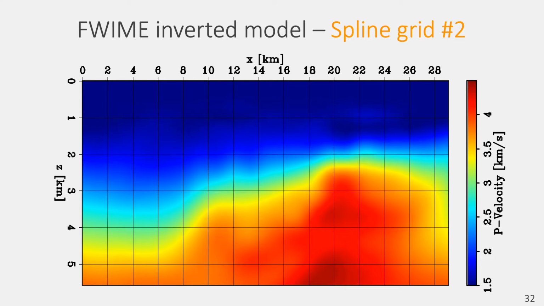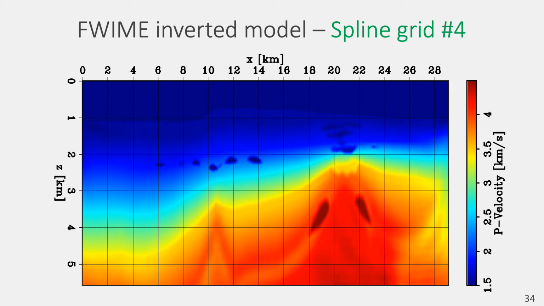This panel shows the inverted model after approximately 50 nonlinear iterations on the second spline grid, and the inversion seems to be going in the right direction. And though not shown here, we conducted conventional FWI using this inverted model as an initial guess, and we obtained an excellent solution, which is as accurate as our final FWIME model that we will show in 2 slides. And this shows the inverted model after approximately 30 nonlinear iterations on the third spline grid.